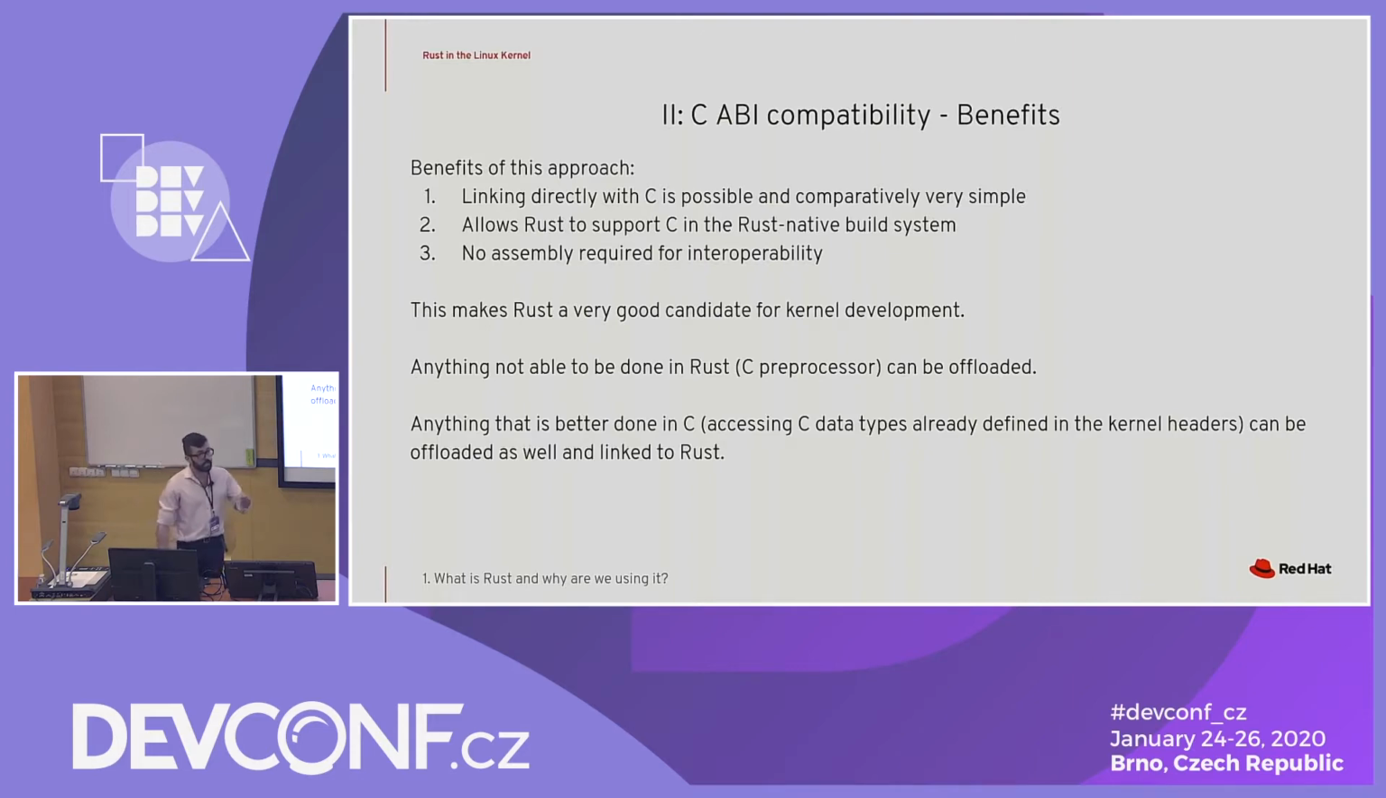Anything that we are not able to offload to Rust, we're able to still do in C. So things like the C preprocessor are really going to need to be done in C. There's no type-safe way to represent that. And particularly if we're accessing data fields in a struct that is littered with ifdefs, then at that point, we are really going to want to offload that to C as well.